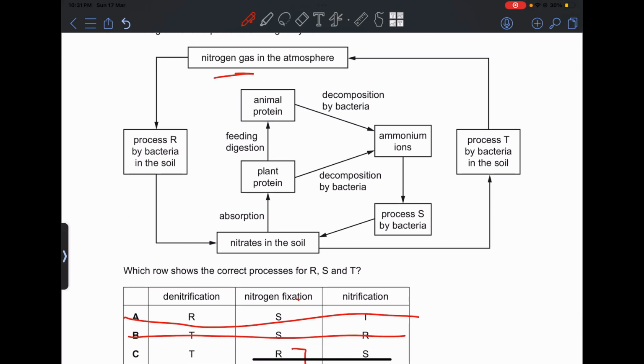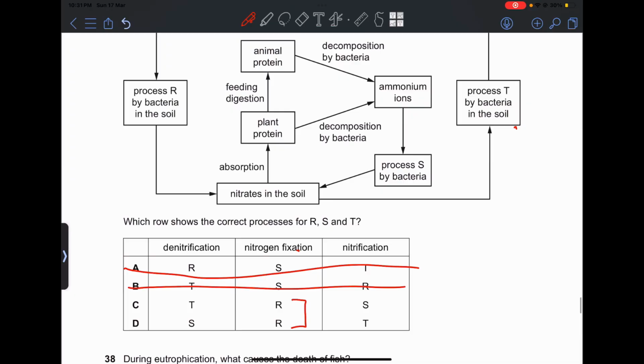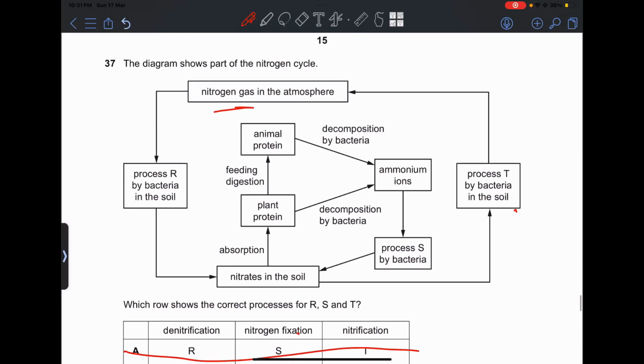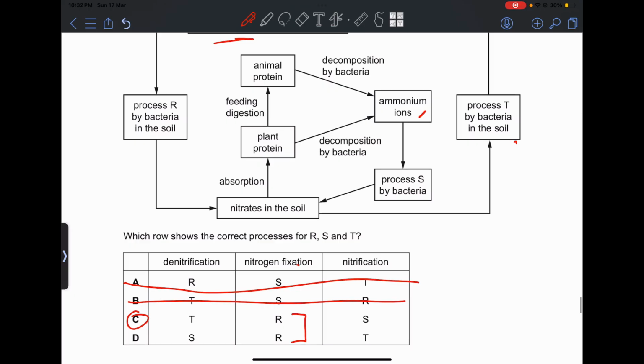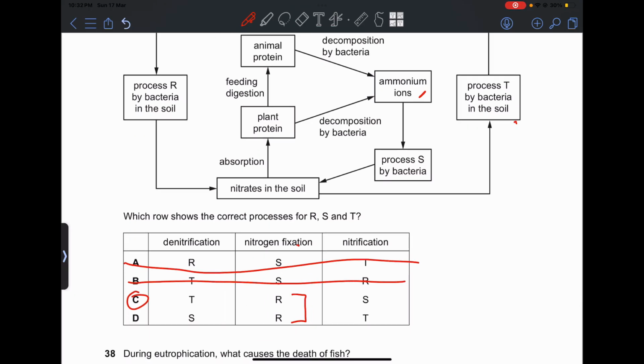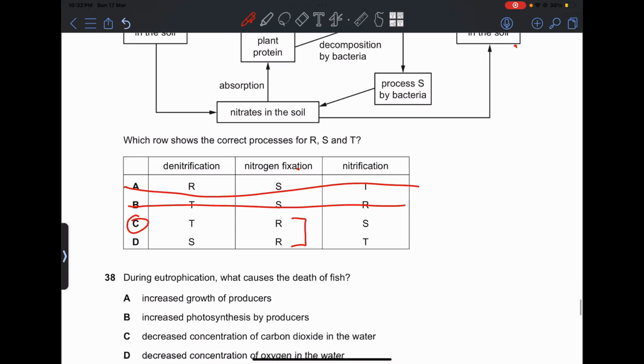Now for process T. This is by the bacteria in the soil. This is at the end actually. So again, this is denitrification. So our answer is going to be C. So also nitrification is process S. This is from ammonium ions over here. And it takes ammonium ions and then it produces nitrates in the soil. So this is nitrification. So our answer is going to be C.